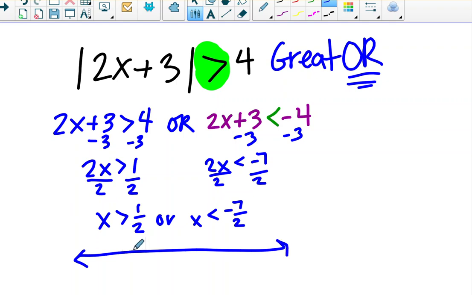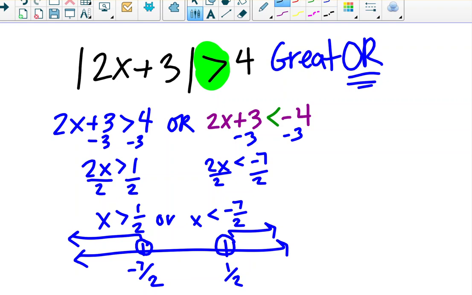I can graph it on a number line. You could put the decimal or the fraction versions on the number line. Open circle, x is greater than 1/2 and less than -7/2. Okay, so that's my solution.